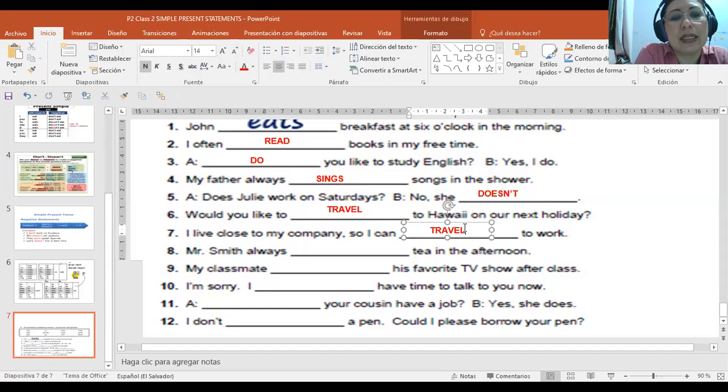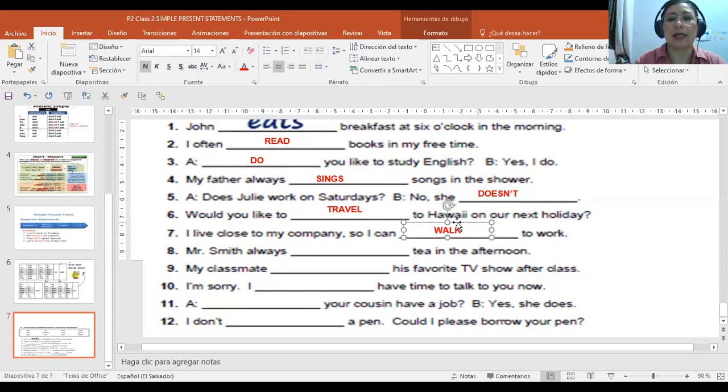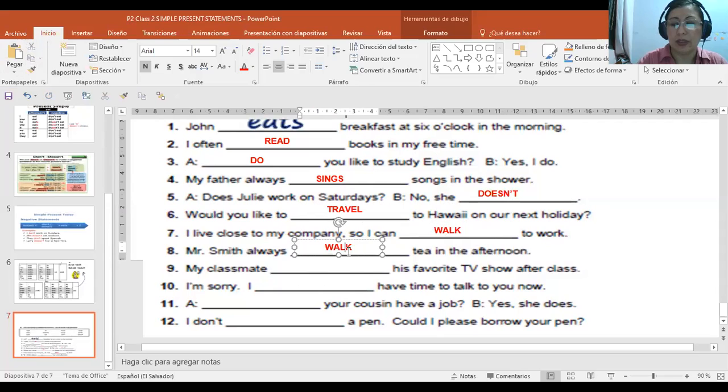Okay, number seven. I live close to my company so I can walk to work. Walk to work. Excellent. It doesn't apply the rule. Tampoco le aplicamos la regla de la tercera persona porque estoy hablando de I, ¿verdad? I es la first person singular, la primera persona del singular.